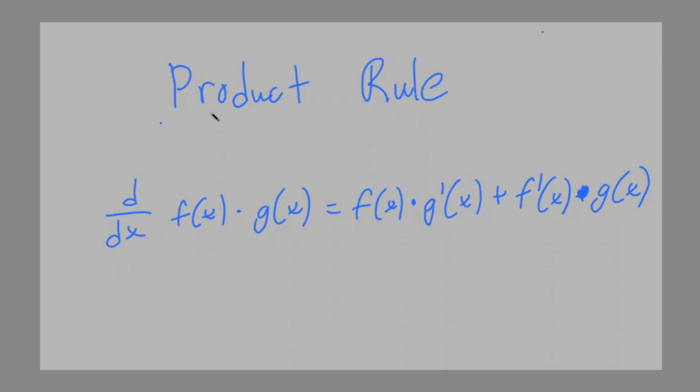Alright, so today we're going to be going over the product rule, which is a rule that can be used when deriving a function. So let's say you have d over dx of f(x) times the function g(x). So by the product rule, you would multiply function f(x) times the derivative of g(x), and then add that to the derivative of f(x) times g(x).